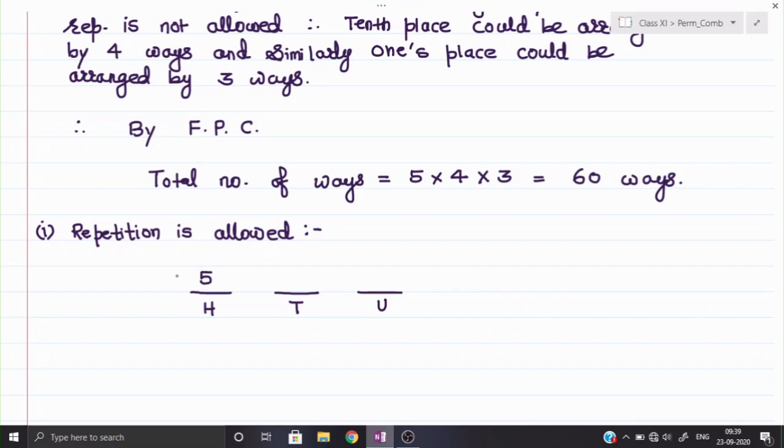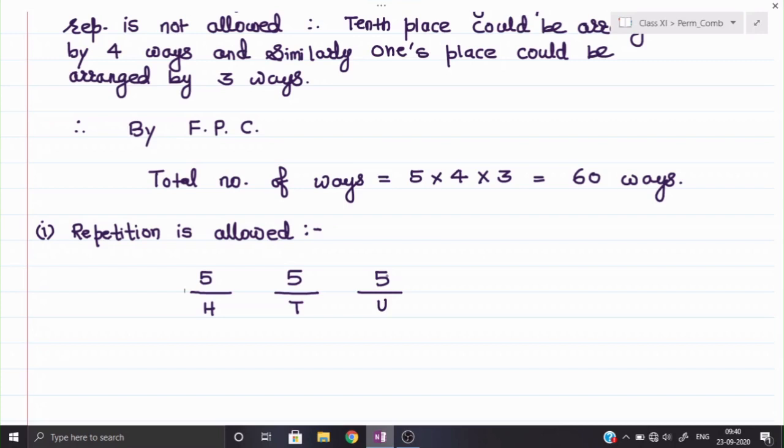Repetition is allowed means you can use a number more than once. So here also I can arrange in 5 ways because all 5 numbers are available, and in the same manner the unit place can also be arranged in 5 ways. So the 100s place, 10s place and unit place can separately be arranged in 5 ways. Now the fundamental principle of counting says you multiply all such arrangements which you found individually, and then you get the total number of ways.